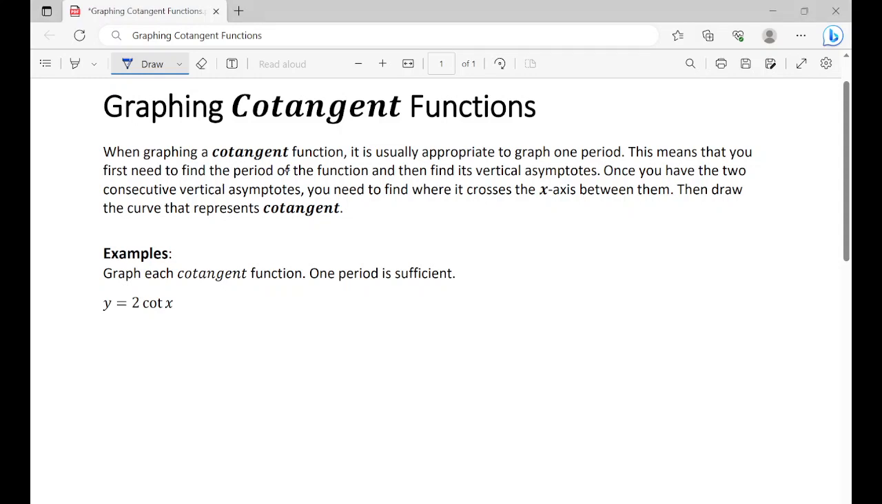When graphing a cotangent function, it's usually appropriate to graph one period. This means that you first need to find the period of the function and then find its vertical asymptotes. Once you have the two consecutive vertical asymptotes, you need to find where it crosses the x-axis between them, typically right in the middle. Then draw the curve that represents cotangent.